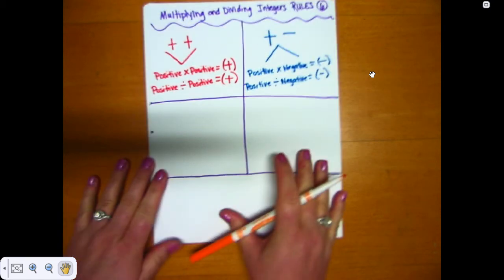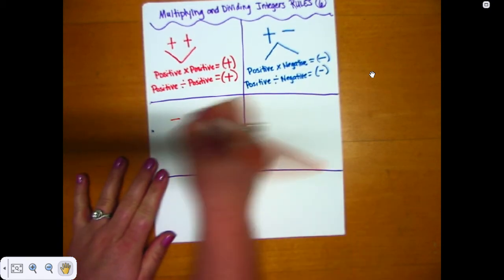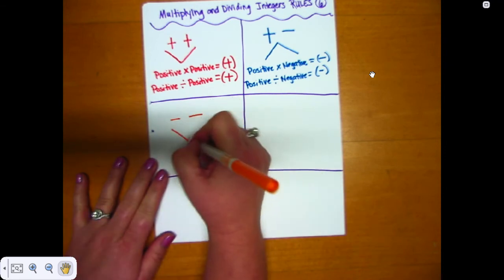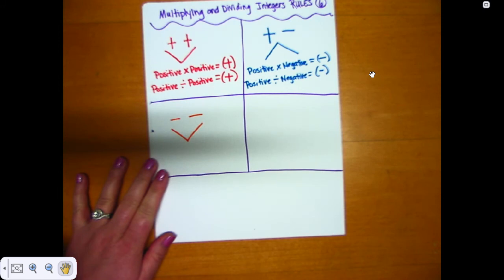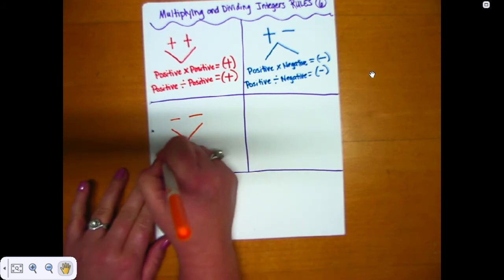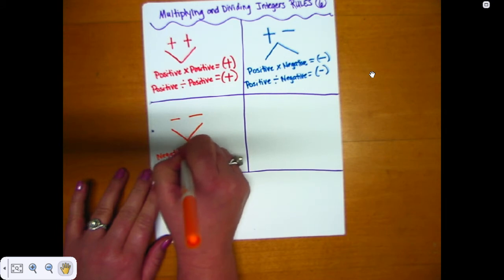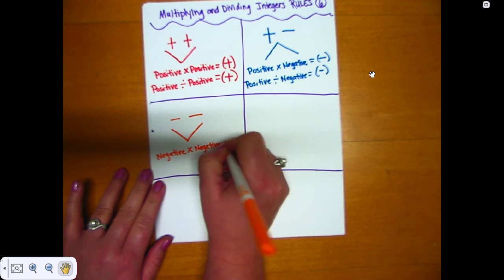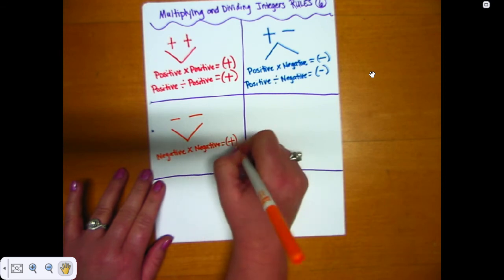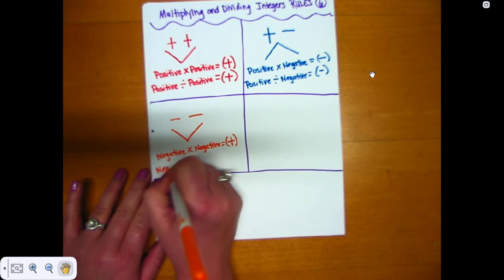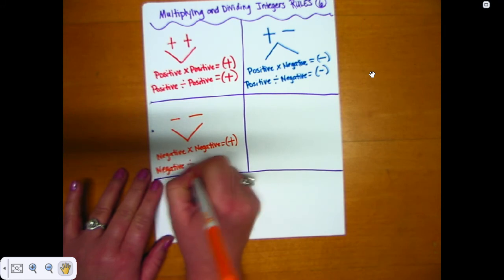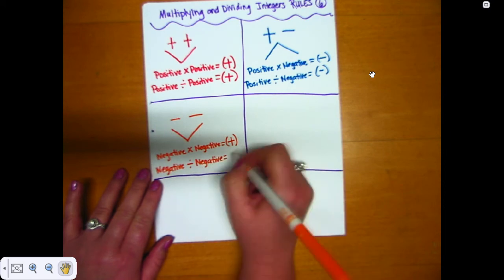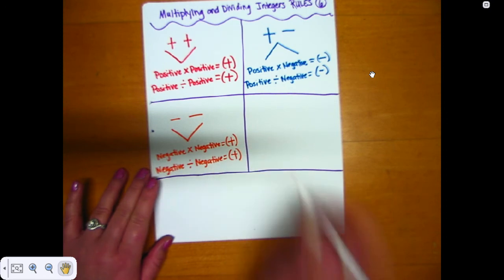Now let's do negative and negative. A negative combined with a negative gave us a happy positive answer. So, negative times a negative equals positive, and a negative divided by a negative equals positive also.